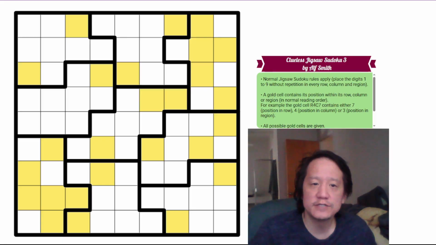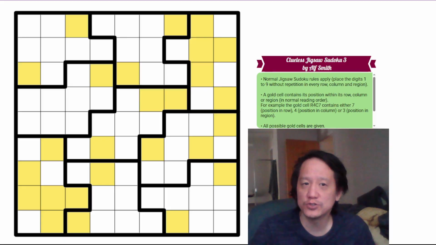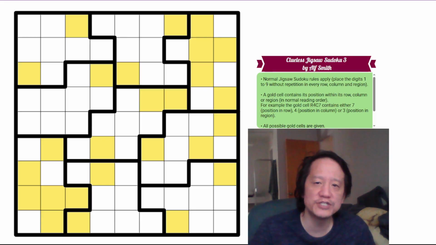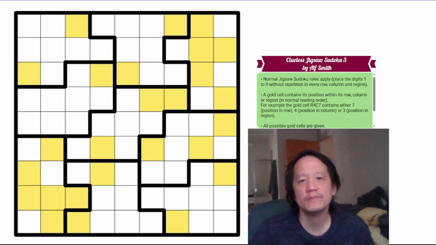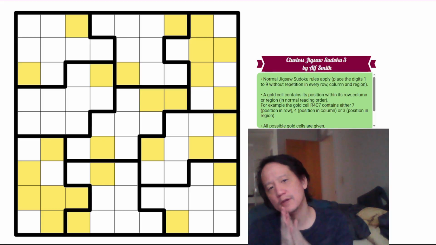And take that easiness with a grain of salt because it's considered easy by the people on the Logic Masters Germany forum, and there's a lot of really smart people there. Today's puzzle is called Clueless Jigsaw Sudoku 3 by Alf Smith. And here are the rules.